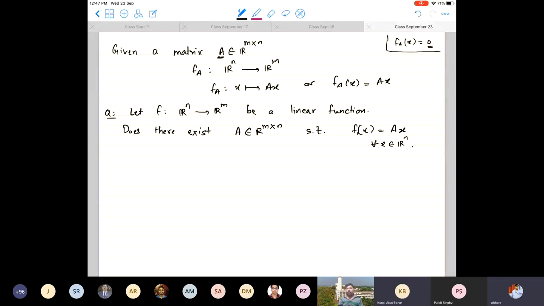So, do you understand what Pulkit was just saying? Pulkit was saying that you look at vectors E1, E2, En. They are all vectors in Rn. Then you take f of E1, f of E2, f of En. So these are entries in Rm, correct? And now what you are saying? We will form a matrix where the first column will be f of E1, the second will be f of E2.